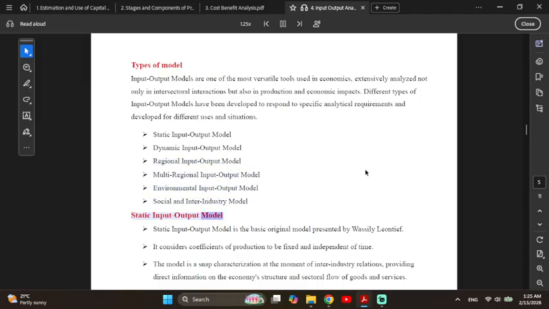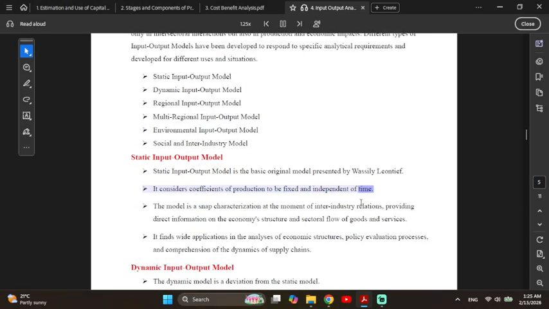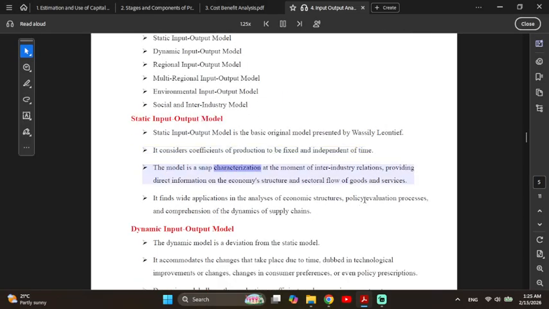Static input-output model. The static input-output model is the basic original model presented by Wassily Leontief. It considers coefficients of production to be fixed and independent of time. The model is a snapshot characterization at the moment of inter-industry relations, providing direct information on the economy's structure and sectoral flow of goods and services. It finds wide applications in the analyses of economic structures, policy evaluation processes, and comprehension of the dynamics of supply chains.